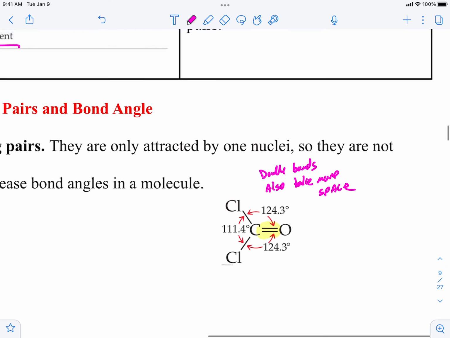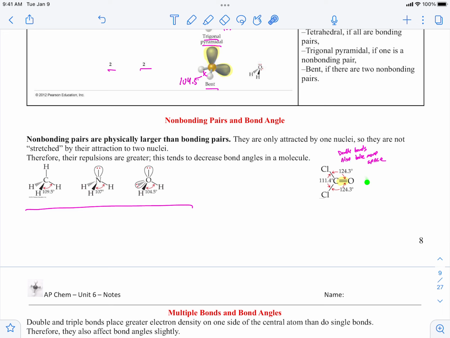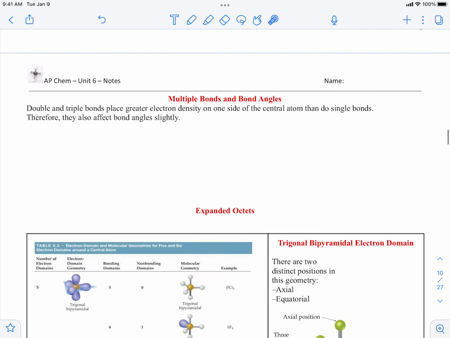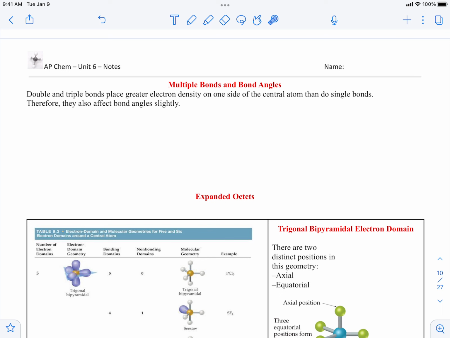Okay, what shape is this guy right here? Molecular shape. 3 domains, all bonded. Trigonal planar. Yep, trigonal planar. Okay, then this is what we just talked about.